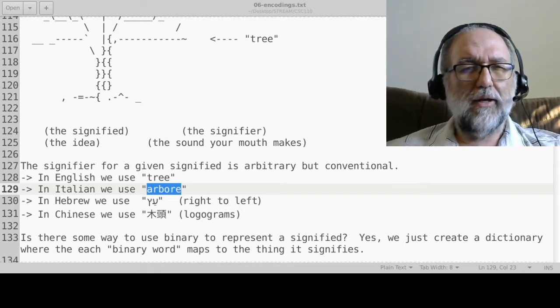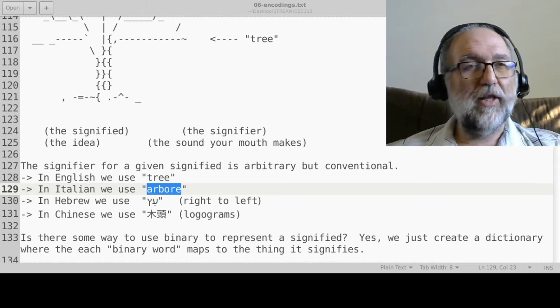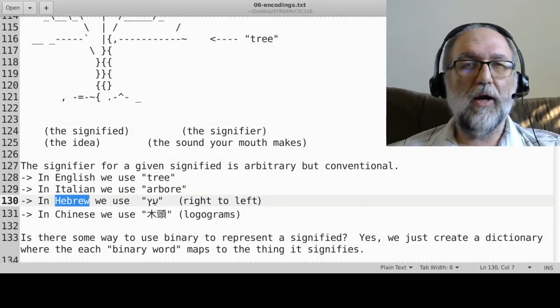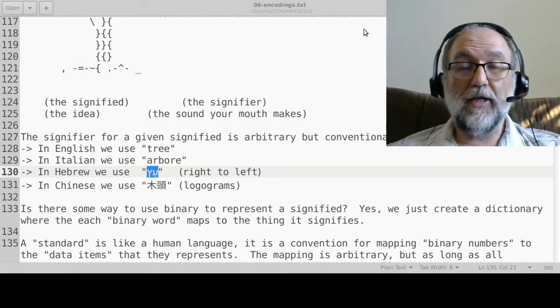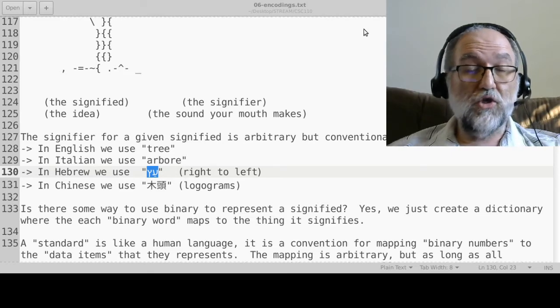Like you would go, well, what does that mean? And in another language, let's take something a little bit different. This is the word for a tree in Hebrew, and it's pronounced etz. So a tree is etz.